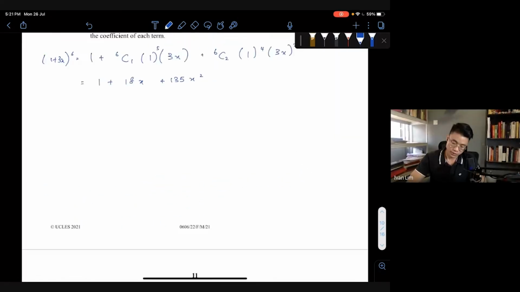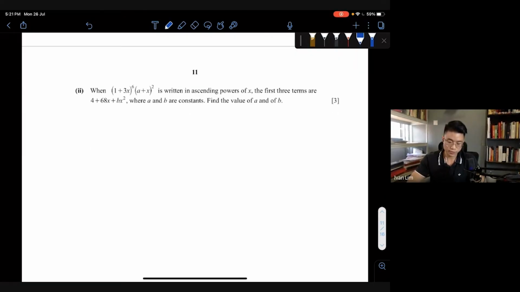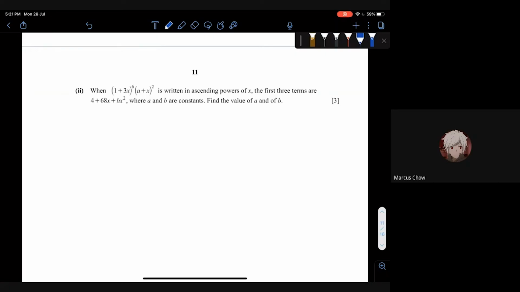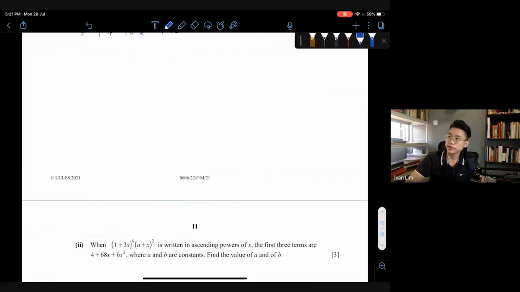Okay. Then the third question. When (1 + 3x)^6 times (a + x)^2 is written in ascending powers of x, the first 3 terms are 4 plus 68x plus bx squared, where a and b are constants. Find the value of a and b. Okay, a and b. So we expand the above.